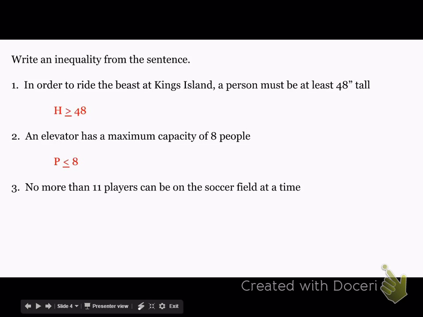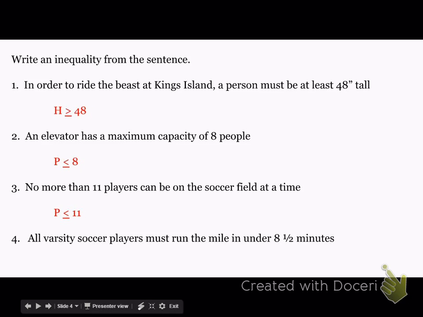Take a look at number 3. No more than 11 players can be on the soccer field at a time. Write me an inequality. Alexis? P less than or equal to 11. No more than means you're less than something. Okay, that's what we like to hear.